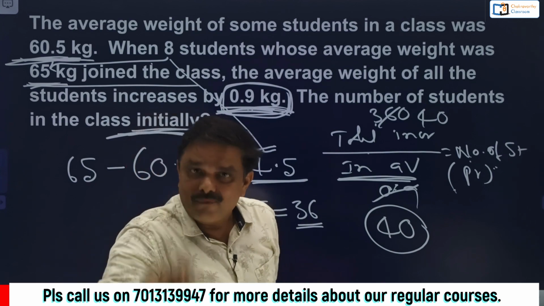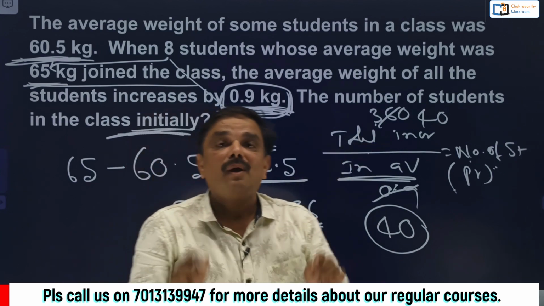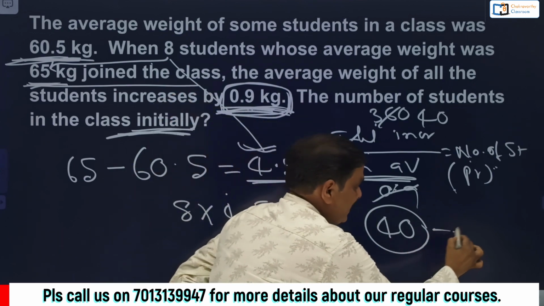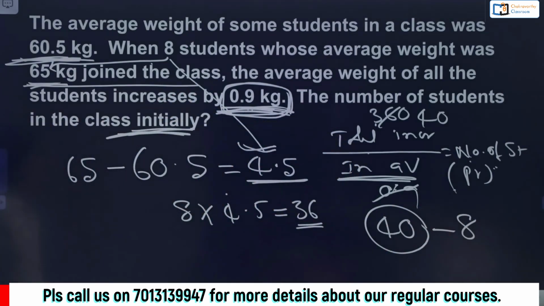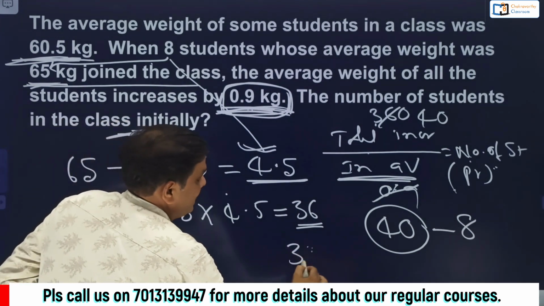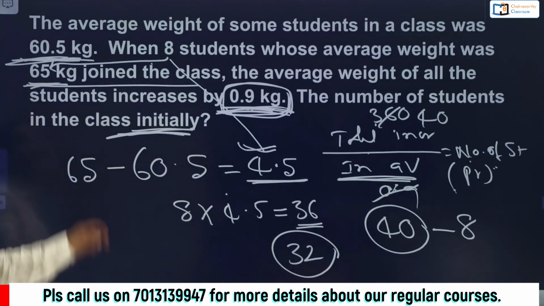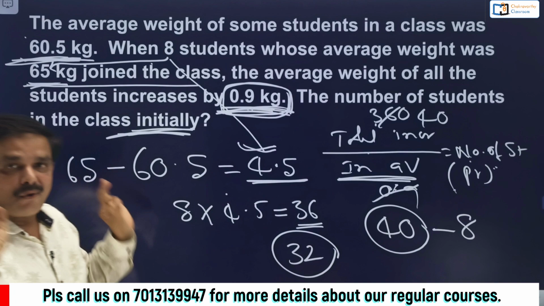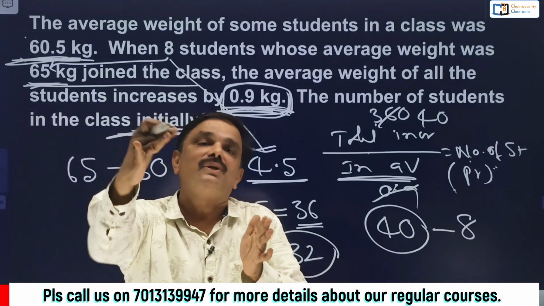Now the total number of students at present is 40, not the initial students. If the question asks the initial number of students, it should be 40 minus these new students. 40 minus 8, my answer is 32. Initially 32 students. How simple, students. Here I have not taken anything as x or y. Simply with average deviation we went there.